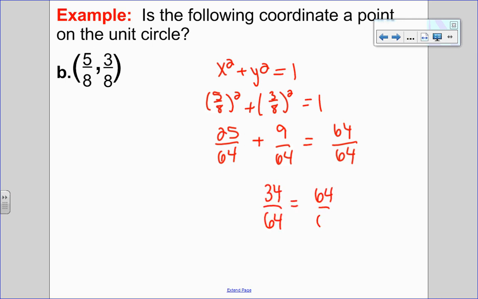And you can see that is clearly not equal. So no, this point is not on the unit circle. So I've checked that algebraically.